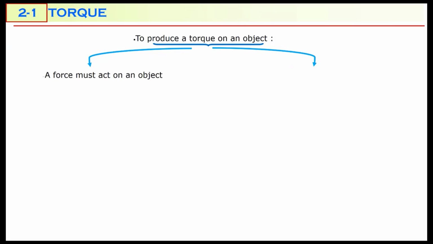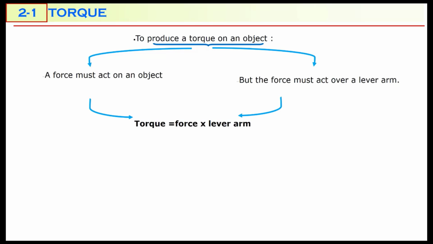To produce a torque on an object, yes, absolutely, you need a force. A force must act on an object. But this is not enough. One more condition must be provided: the force must act over a lever arm. Then, if you multiply force by lever arm, you are going to calculate the torque. You multiply the force by the lever arm, that perpendicular distance, and you will get how big the torque produced on this object is. You can get it.